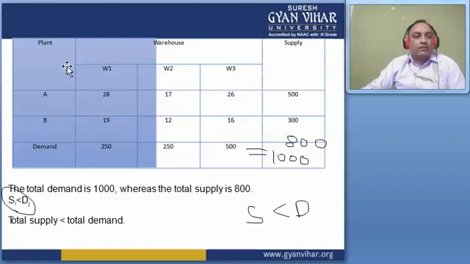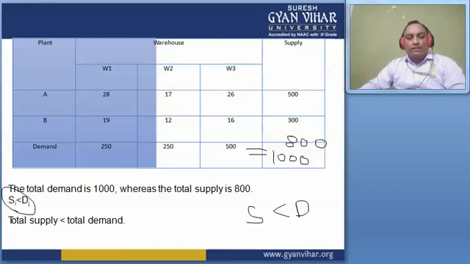So this is a problem related to warehouses. Here the plants are A and B, with the supply, and the destinations or workstations are W1, W2 and W3, with the demand.